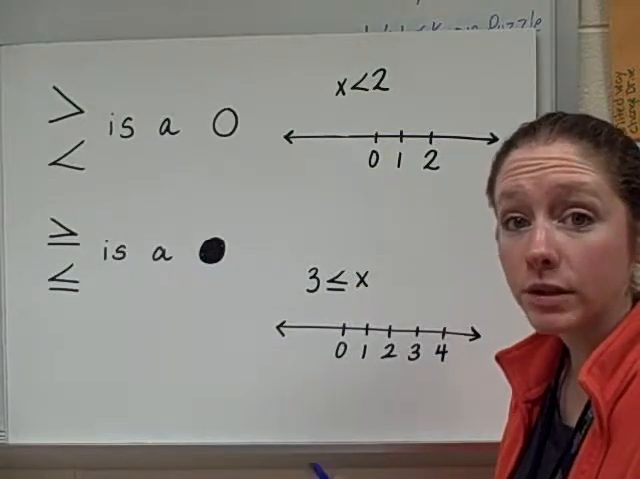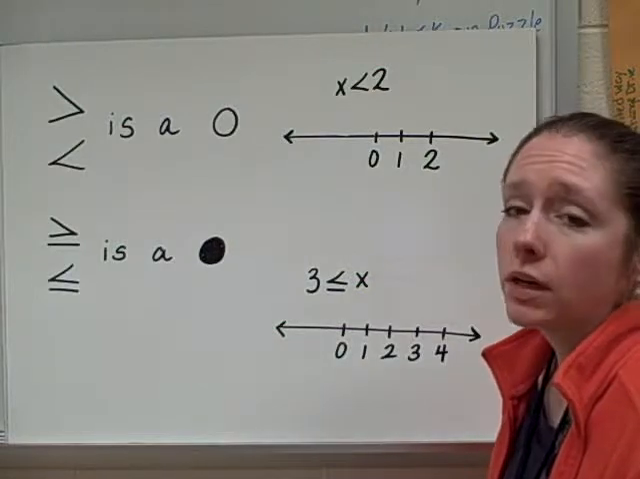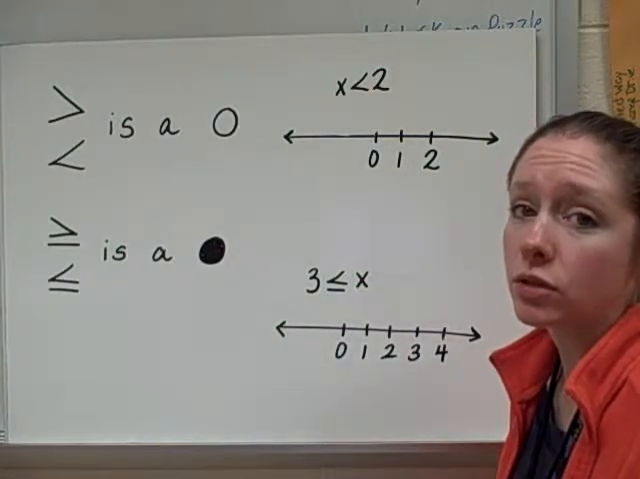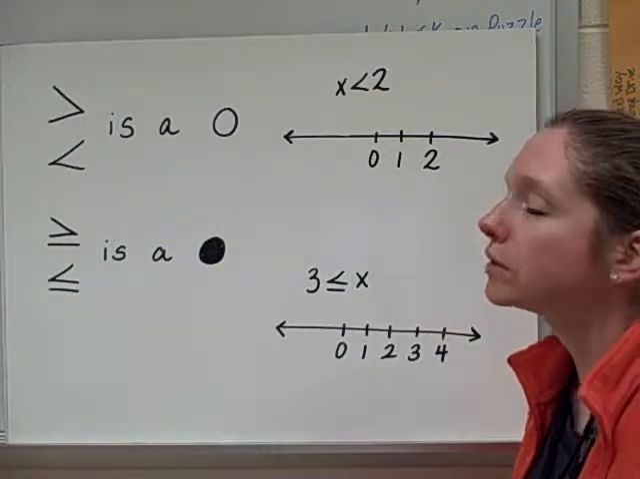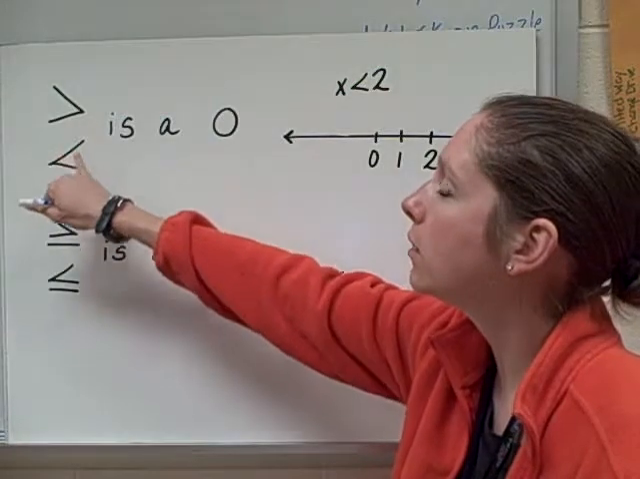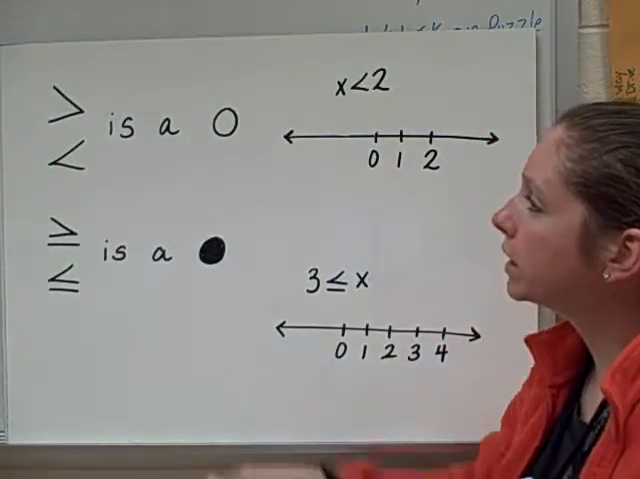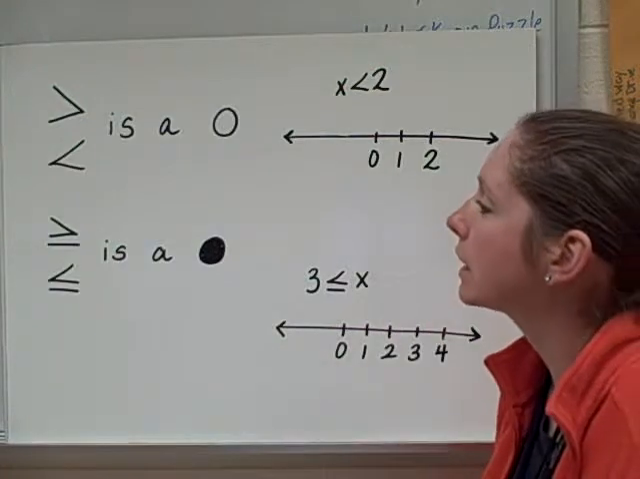Okay, welcome to video number 6, solving inequalities. When we solve inequalities, we're going to oftentimes have to graph them on a number line. So take a look at the symbols that we need for graphing them. When we see a greater than or less than symbol, we're going to use an open circle on a number line. And I'll show you what that means in just a second.